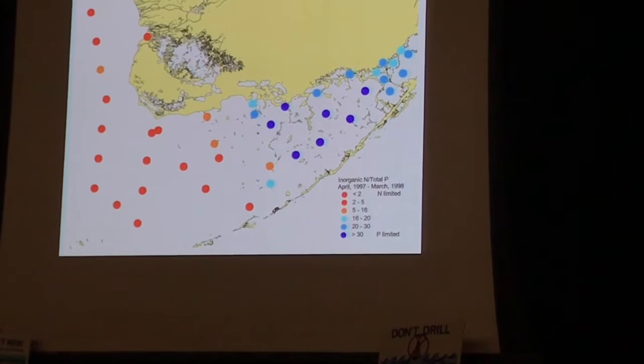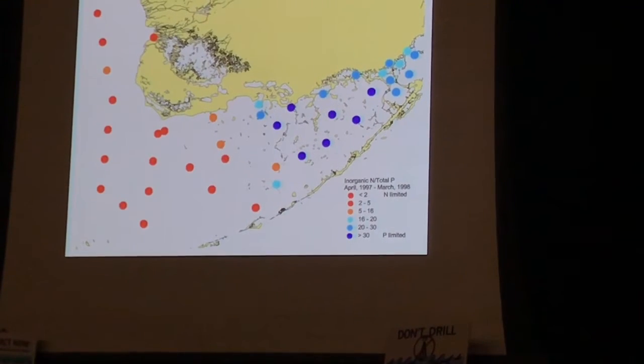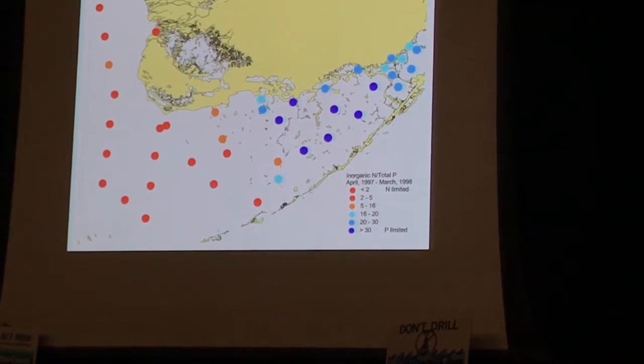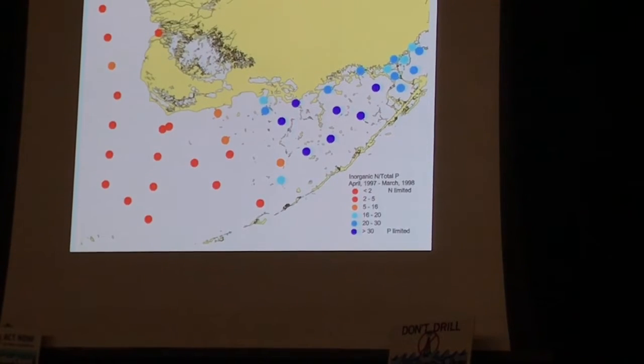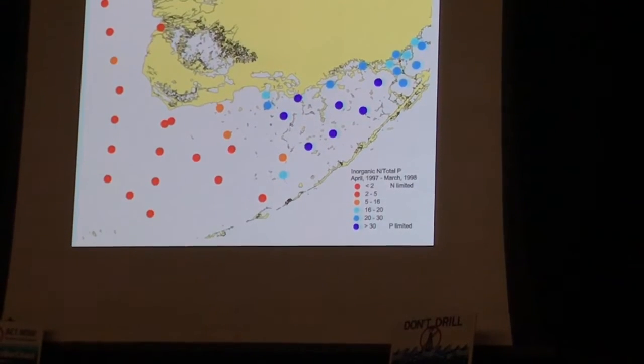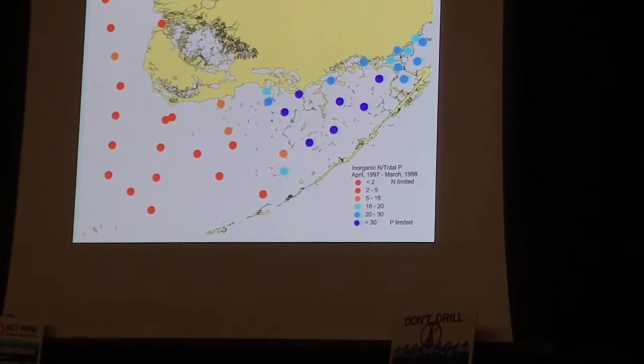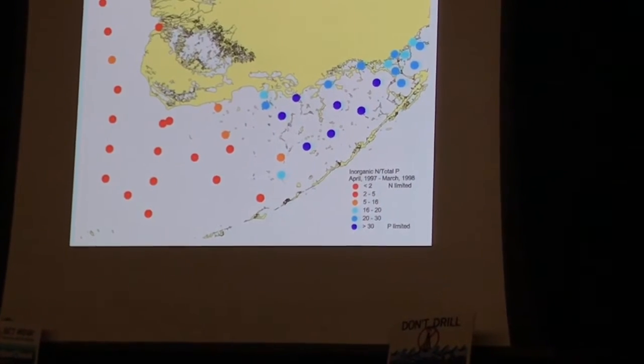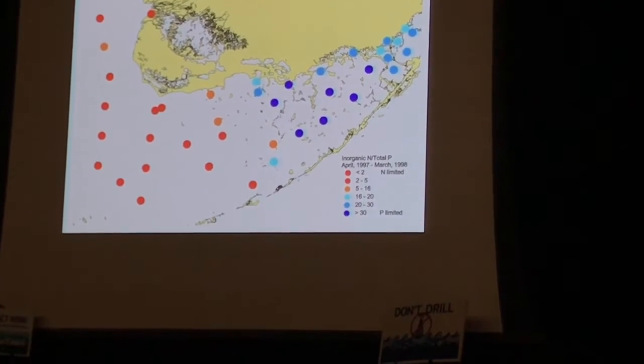That 16-to-1 ratio, which is sort of optimum for the algae, is right there in the middle where you get the algal bloom. You don't get a big algal bloom if you have a lot of phosphorus but no nitrogen, or vice versa. You've got to have both of those nutrients.